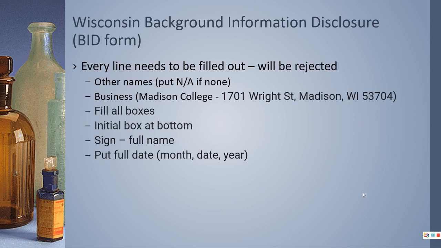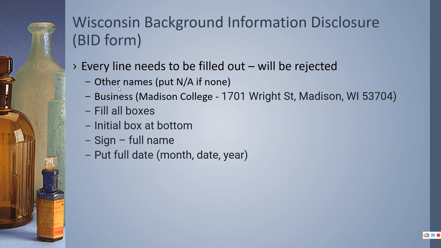The Wisconsin Background Information Disclosure Form, or BID form, will also be on that website. You can download the form, fill it out, and then re-upload it into the Castlebranch website. This form needs to have every single spot filled out, otherwise it will get rejected. Commonly this happens to students. So be aware, go through it, double check it, make sure every line is filled in.